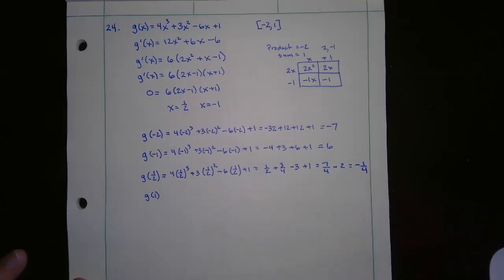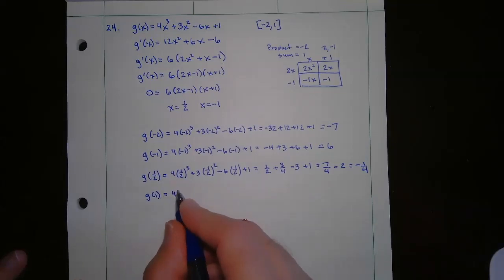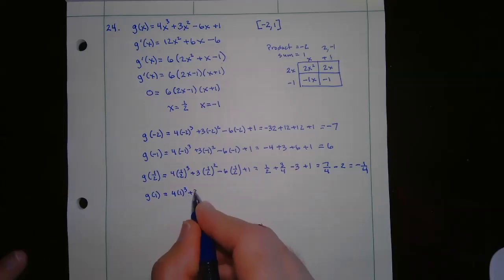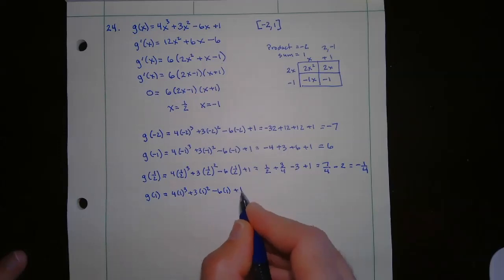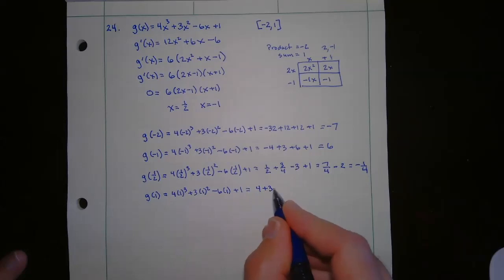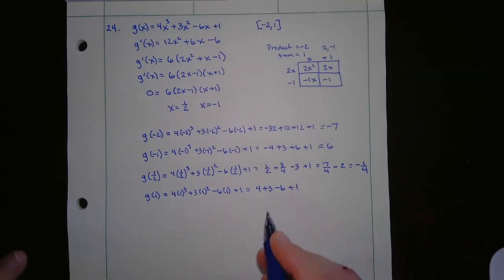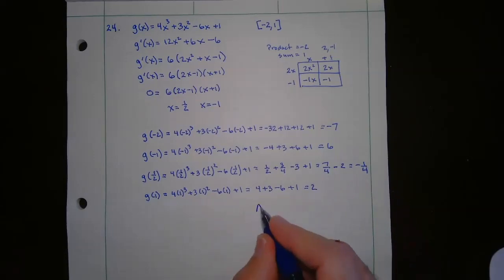And then g of 1. Okay, so g of 1 is 4 times 1 cubed plus 3 times 1 squared minus 6 times 1 plus 1. So this would be 4 plus 3 minus 6 plus 1. Okay, so this would be 7 minus 6, which is 1, and 1 plus 1 is 2. So which one's the smallest of all of these? Okay, and it would be negative 7, right? And so the correct answer for this is A.